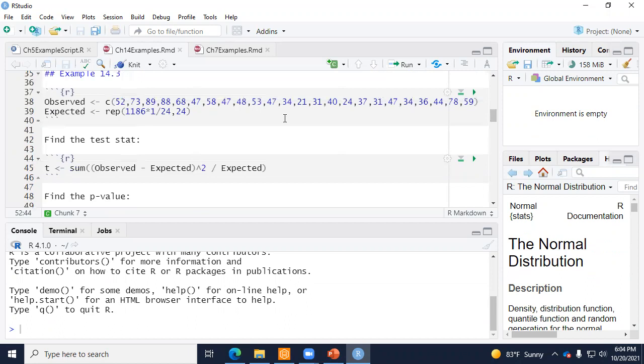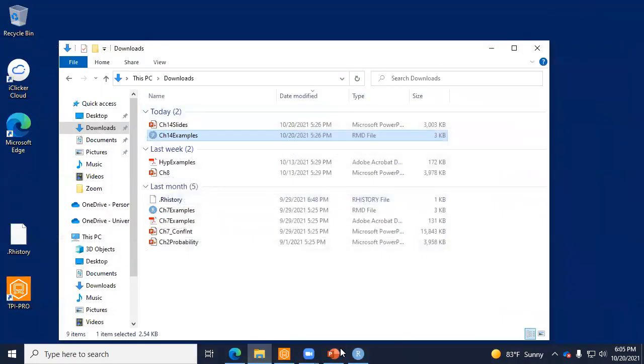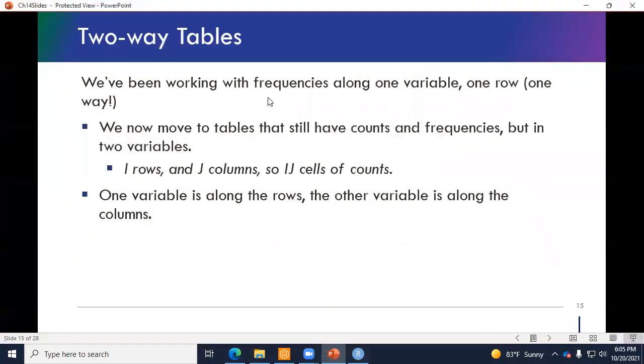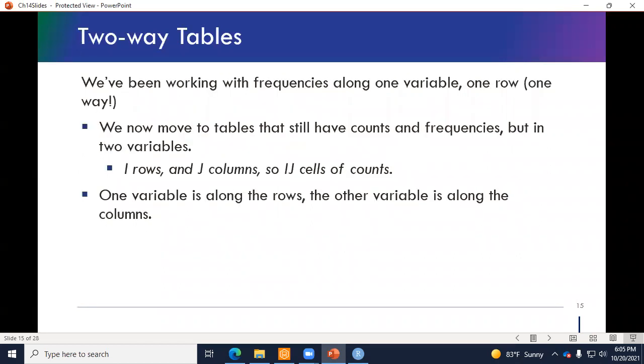Okay, so this is another example for a continuous distribution: how do we use the chi-square test to test the fit to a continuous distribution?